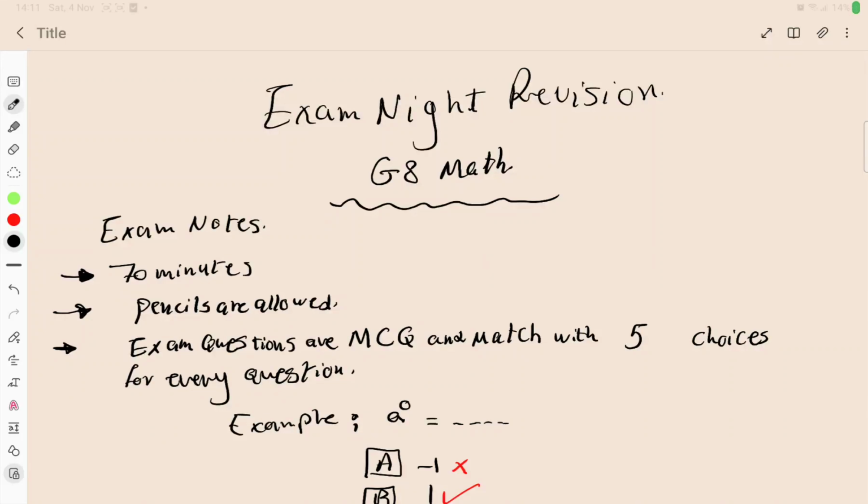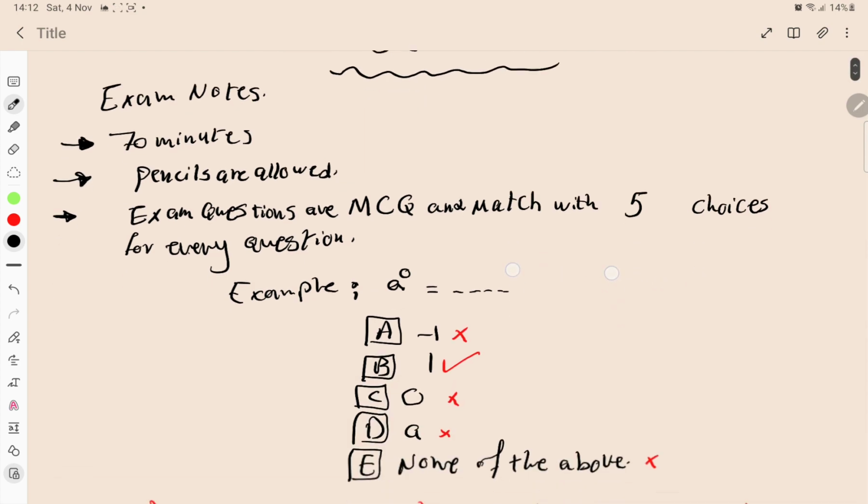The exam night revision for the math exam. It is 70 minutes, pencils are allowed, exam questions are MCQ and matching with 5 choices for every question.